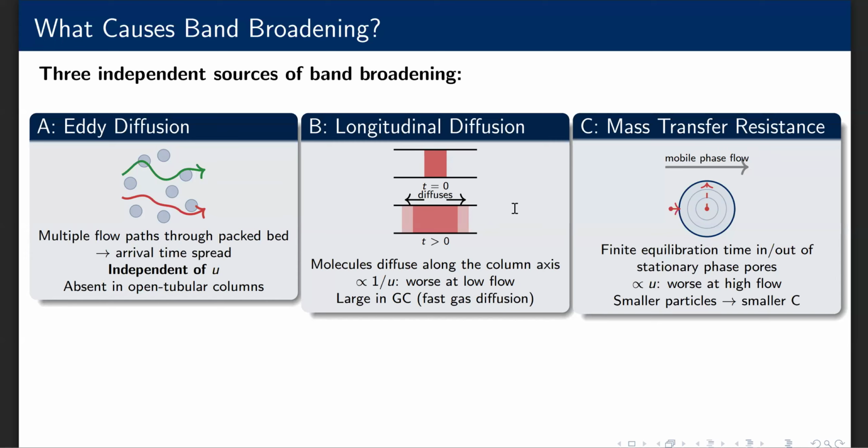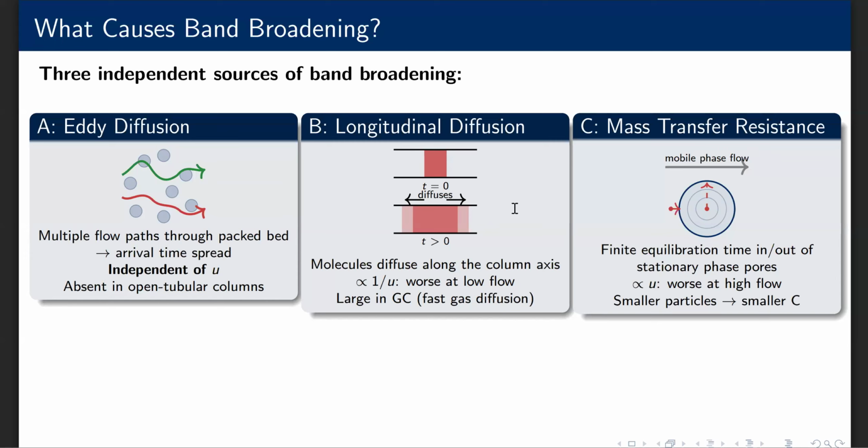The B term, longitudinal diffusion, is shown in the center. Even if flow stops, molecules diffuse along the column axis from regions of high concentration to low concentration. The top shows a narrow band at time 0. The bottom shows how it spreads over time. This effect is inversely proportional to flow rate. At slow flows, molecules have more time to diffuse. The B term is especially important in GC because gas phase diffusion is about 10,000 times faster than liquid phase diffusion.